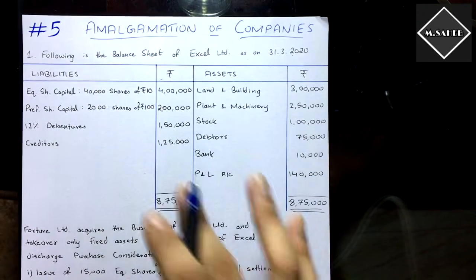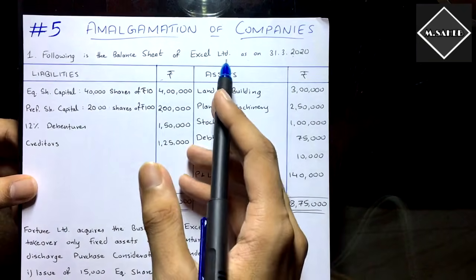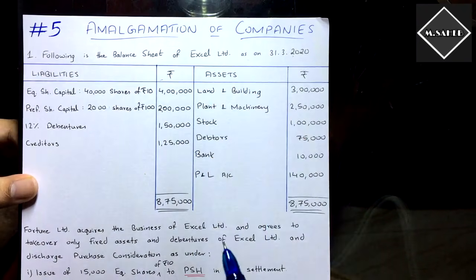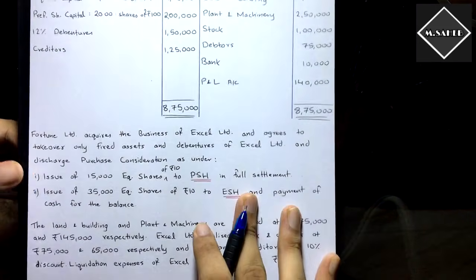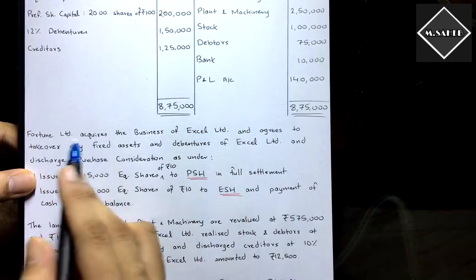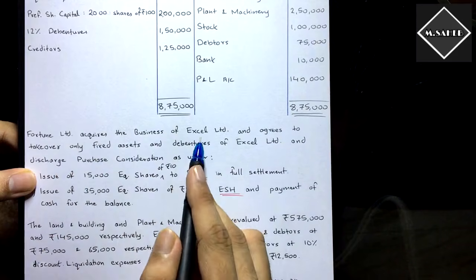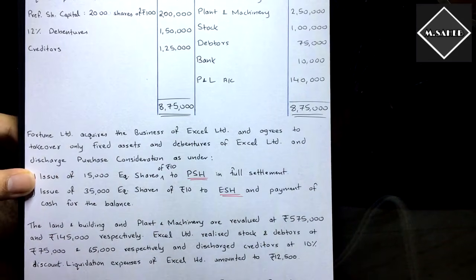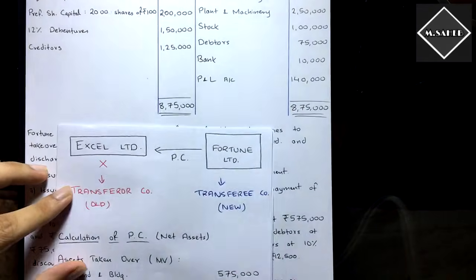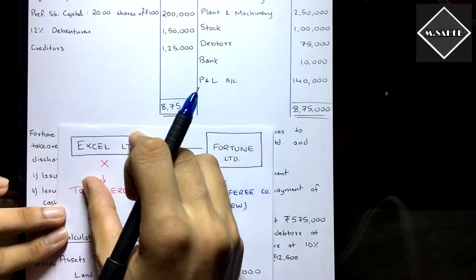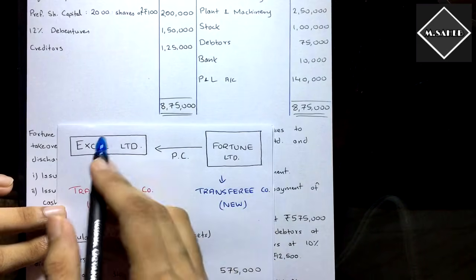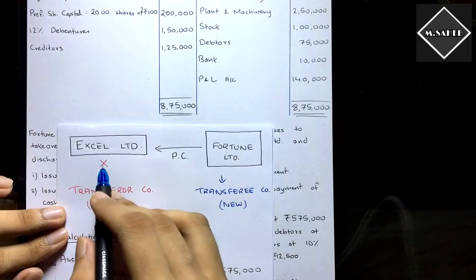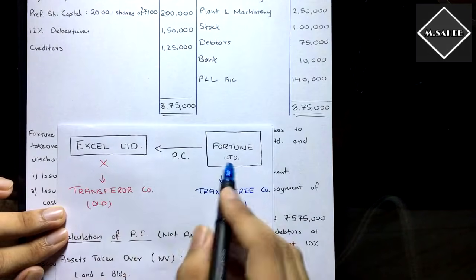See here is the question. Following is the balance sheet of Excel Limited as on 31st/3/2020. So here we have been given a horizontal balance sheet, and then see here the information. Fortune Limited acquires the business of Excel Limited. So now here what is happening? Fortune Limited, this company is acquiring the Excel Limited. So now this company will be the new company, Transferee Company, and this Excel Limited has been purchased. It has been sold to Fortune Limited.